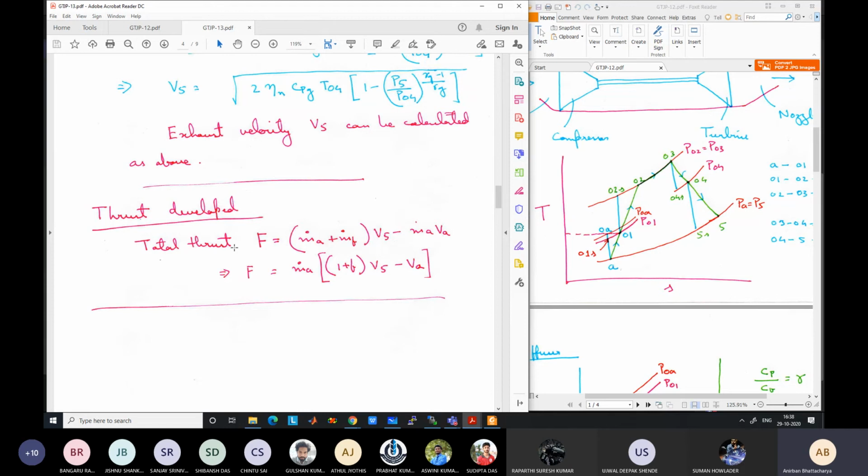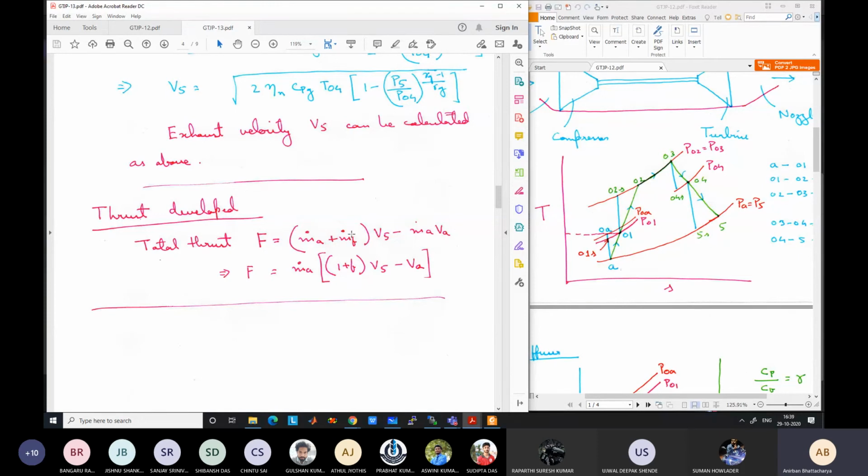So the thrust developed, that was our ultimate aim. What is the thrust? The change in momentum that is occurring, which is causing a force on the engine. What is the momentum of the fluid at the outlet for mass flow rate m dot a? For actual mass flow rate m dot a, the fuel flow rate is m dot f. So (m dot a plus m dot f) into V5. This is the momentum of the fluid at the exit of the engine.